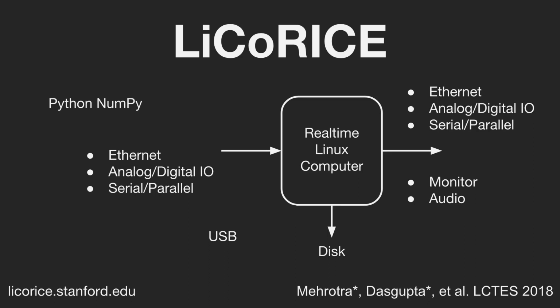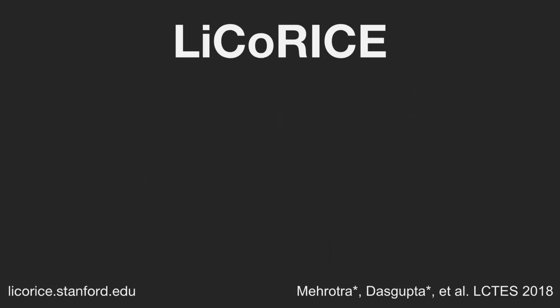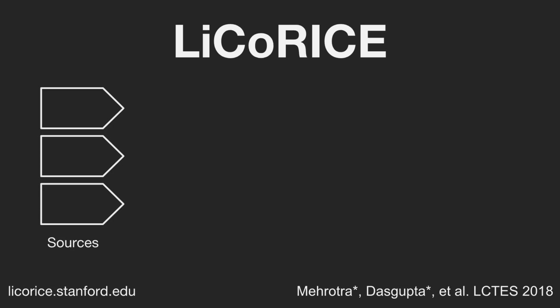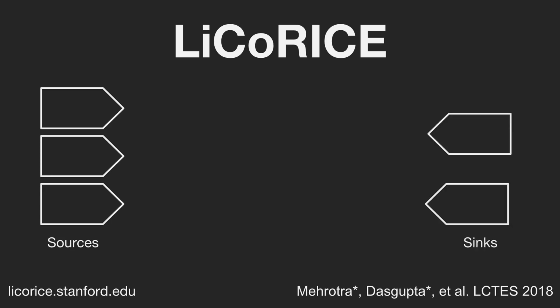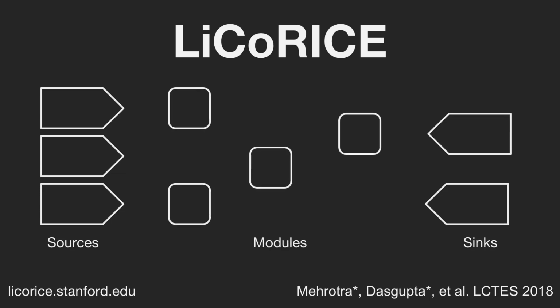LiCoRICE itself is just a user space application layer, which runs as root on top of Linux that's been patched with PreemptRT to facilitate soft real-time guarantees. The platform implements model-based design, a standard approach for describing embedded systems. LiCoRICE models can be conceptualized rather simply. Models have inputs, called sources, outputs, called sinks, and blocks in between, called modules. Each of these entities are implemented as independent processes on the Linux system.